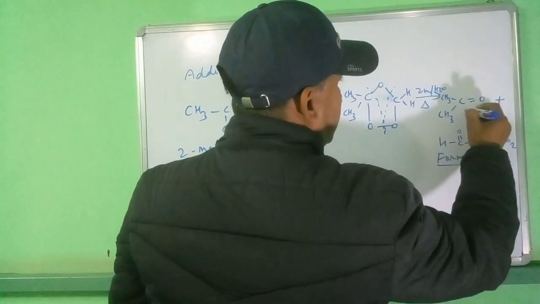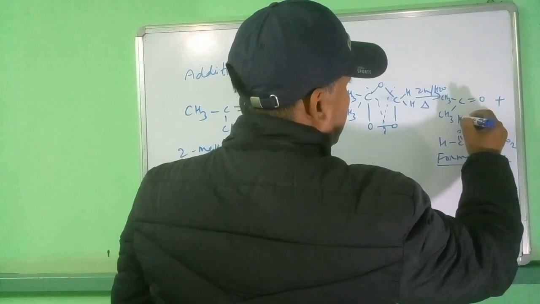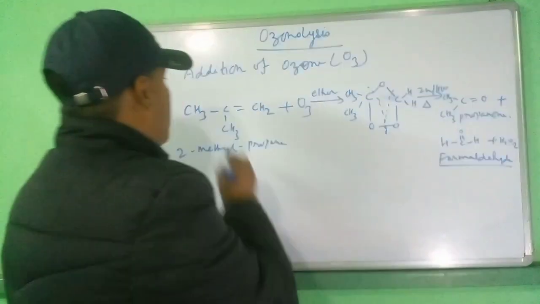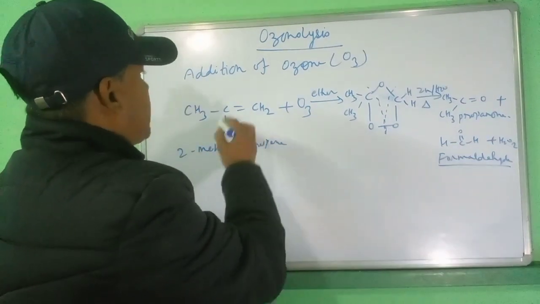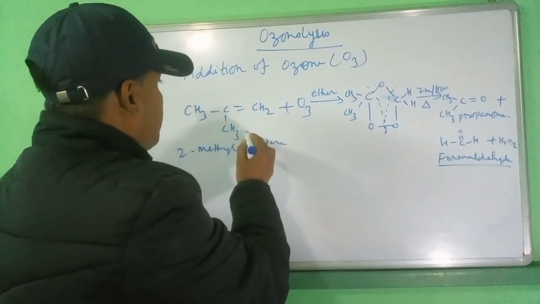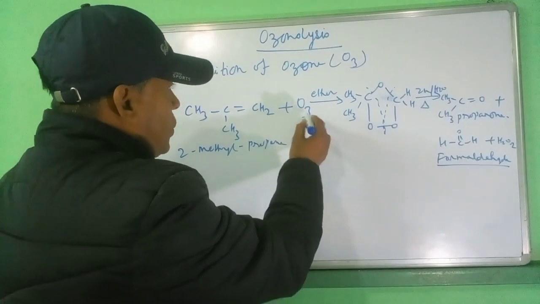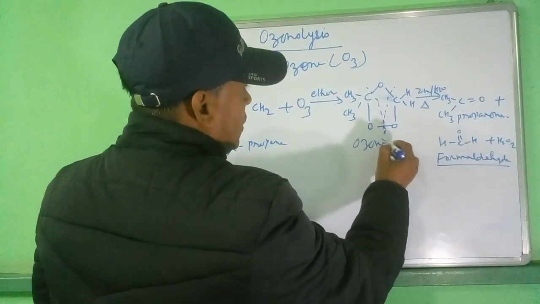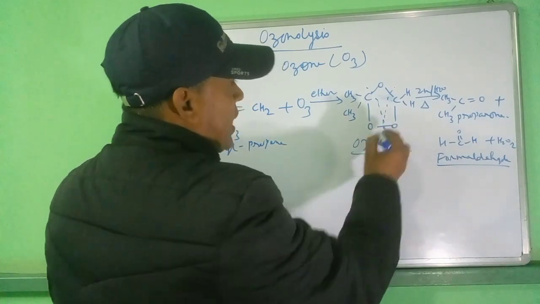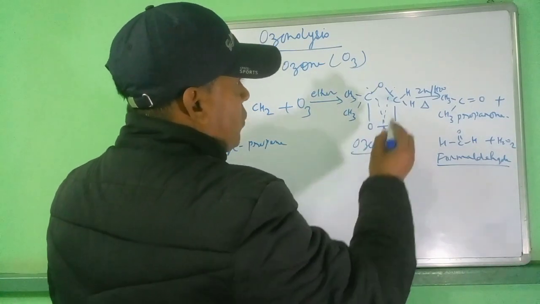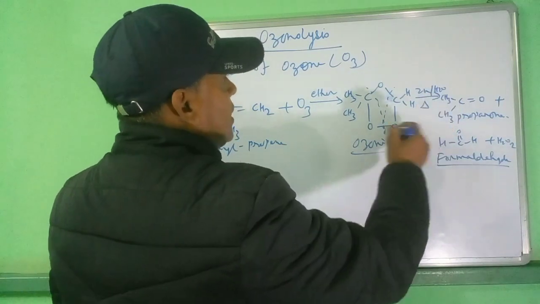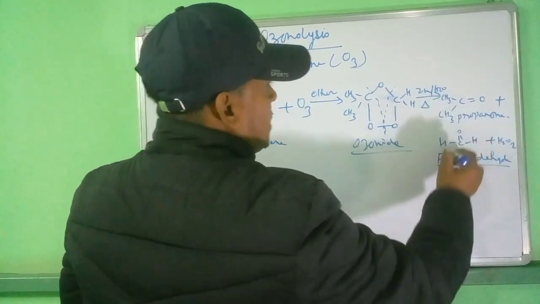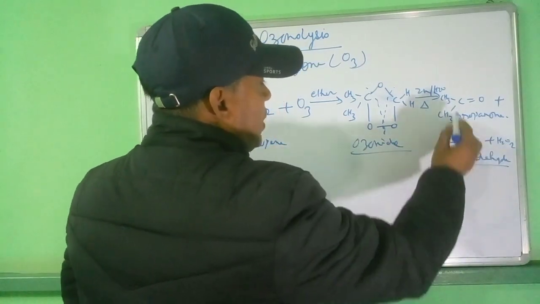Formaldehyde means methanal. This is the propanone. This means when this unsymmetrical alkene is added with ozone in the presence of ether, we get the ozonide. This is the ozonide. Further, the ozonide is warmed with zinc metal in the presence of water. So this decomposes into carbonyl compounds, a mixture of aldehyde and ketone is obtained.